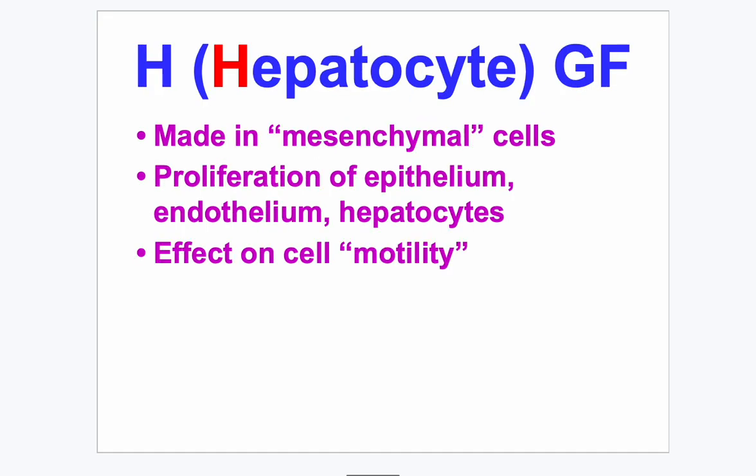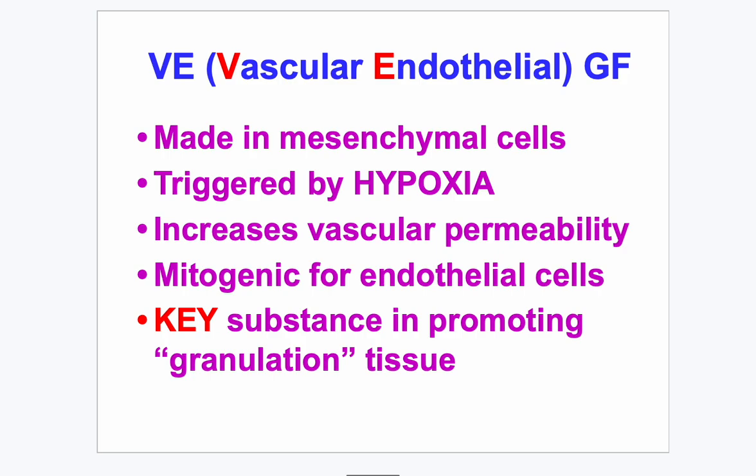Okay, your hepatocyte growth factor, they are made in your mesenchymal cells. Proliferation of epithelium, endothelium, and hepatocytes, no? They have an effect on cell motility. And ito, no, always siya makita sa research, your vascular endothelial growth factor, kasi usually ito talaga yung inaaral, no? Kay why this is triggered by hypoxia. So this is made in your mesenchymal cells. It increases vascular permeability. So, pwede siyang makagawa ng bagong dahilan ng blood. So, something would survive more. Okay? So, mitogenic for endothelial cells, key substance in promoting granulation tissue.